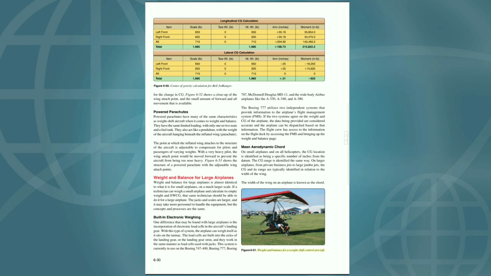Figure 6-51. Weight and balance for a weight shift control aircraft. 6-30. Figure 6-52. Wing attach point for a weight shift control aircraft. If the leading edge and trailing edge of a wing are parallel to each other, the chord of the wing is the same along the wing's length. Business jets and commercial transport airplanes have wings that are tapered and that are swept back. So the width of their wings is different along their entire length.